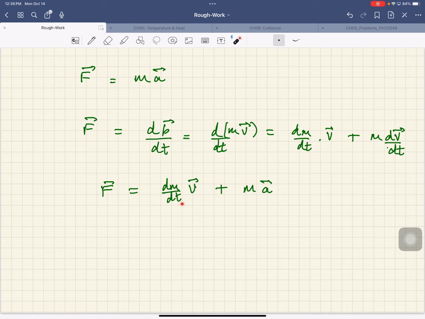Mass is a scalar. Therefore, the derivative of a scalar is 0. So it'd be 0 times velocity. No, my mass can change. If I lose weight, my mass changes. It's still a scalar. See, my mass just changed.